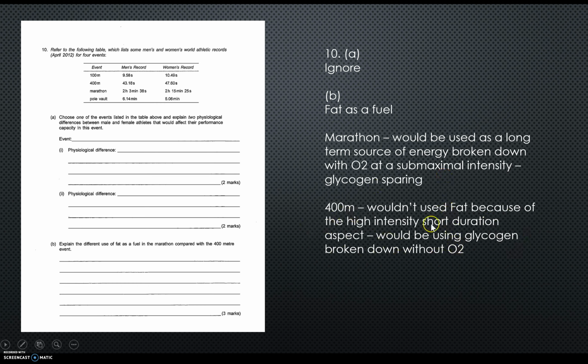Whereas in the 400 meters we wouldn't use fat, because it's a high intensity, short duration event, and we'd be using glycogen, broken down without oxygen.